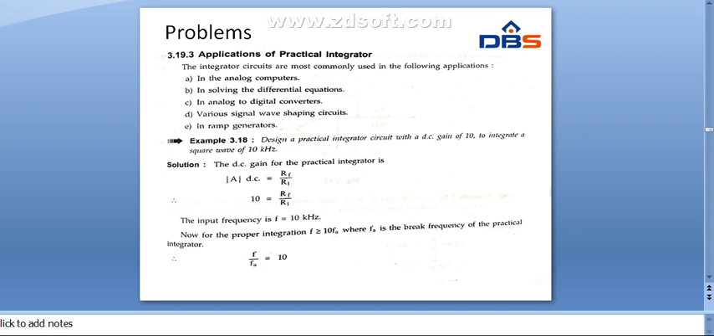Here the DC gain for the practical integrator is RF by R1. In the given example the DC gain is 10, so 10 equals RF by R1. The input signal frequency is 10 kilohertz and the DC gain is 10.